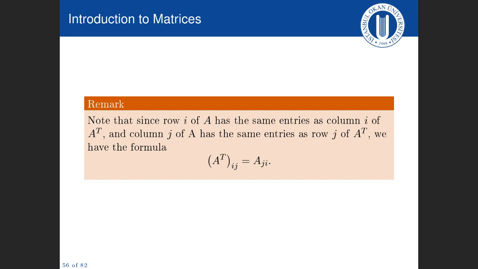Now note that because row i of A has the same entries as column i of A transpose, and column j of A has the same entries as row j of A transpose, we have a formula. The ijth entry of A transpose is the same as the jith entry of A. Just because we're swapping rows with columns and columns with rows.